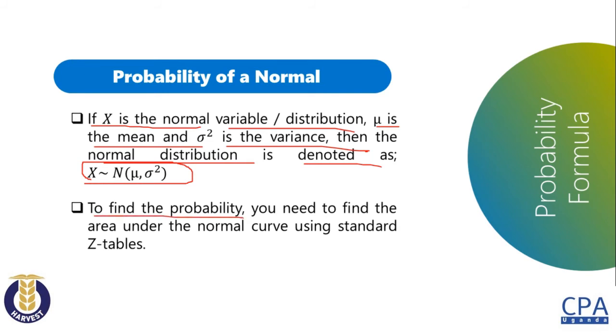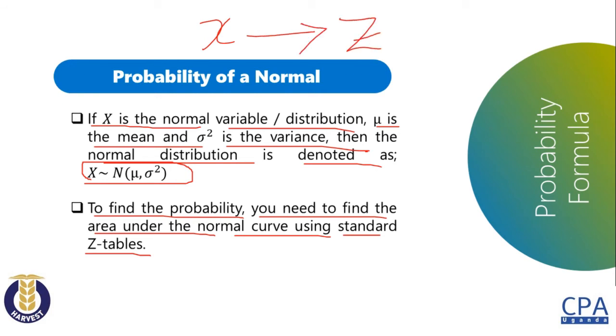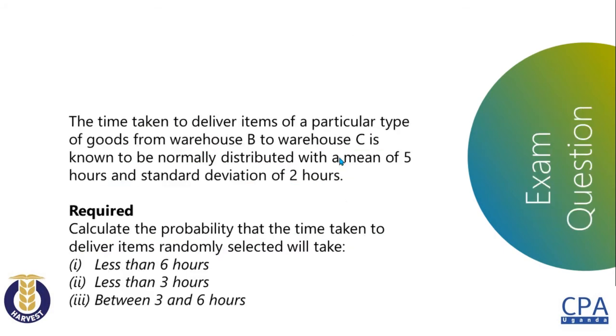So to find the probability of the normal, you need to find the area under the normal curve using the standard Z tables. So under all cases, we shall be converting the x, which is the normal random variable, into the z.